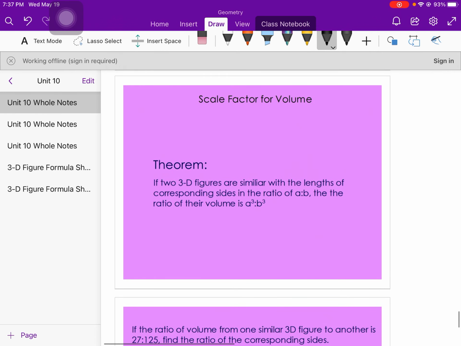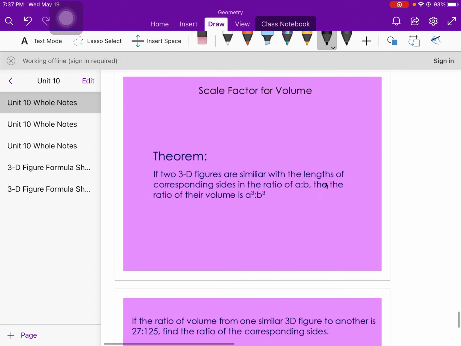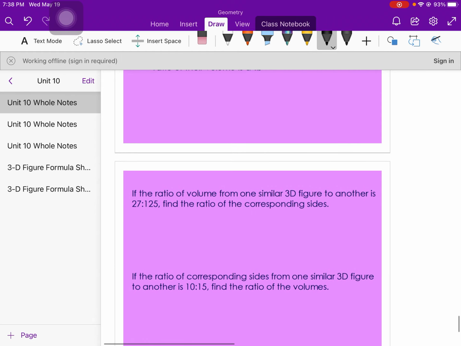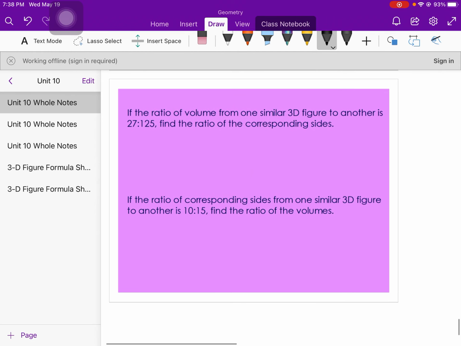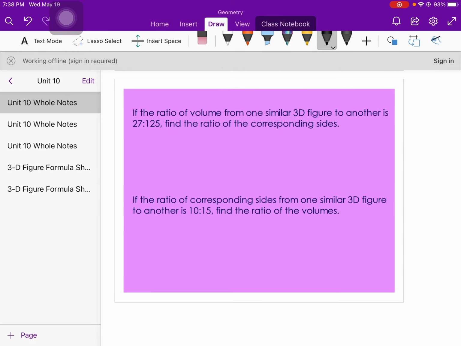Now, scale factor is a little different. The theorem here relates to the theorem that we used for area. If two three-dimensional figures are similar with the lengths of corresponding sides in the ratio of A to B, then the ratio of their volumes is A cubed to B cubed. And when we were talking about area before in the 2D unit, it was A squared to B squared. So just think cubed when we're talking about volume.